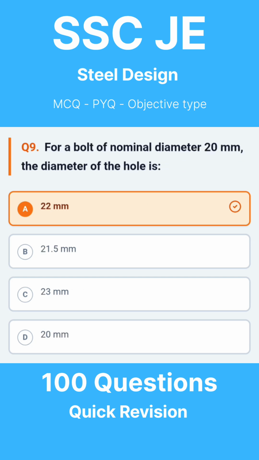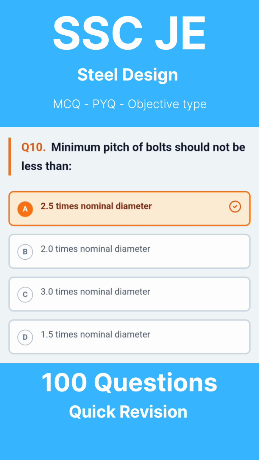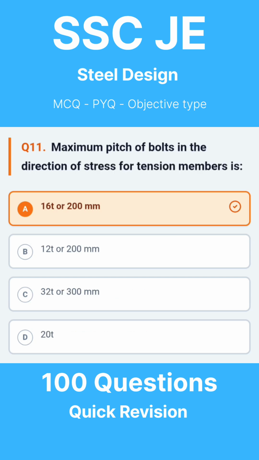Question 9. For a bolt of nominal diameter 20 mm, the diameter of the hole is. The correct answer is 22 mm. Question 10. Minimum pitch of bolts should not be less than. The correct answer is 2.5 times nominal diameter. Question 11. Maximum pitch of bolts in the direction of stress for tension members is. The correct answer is 16 T or 200 mm.